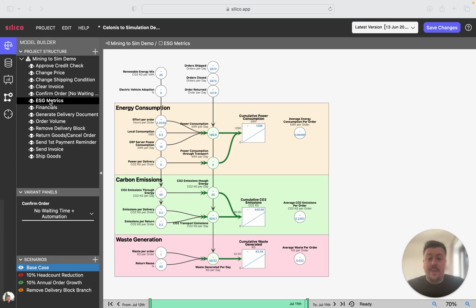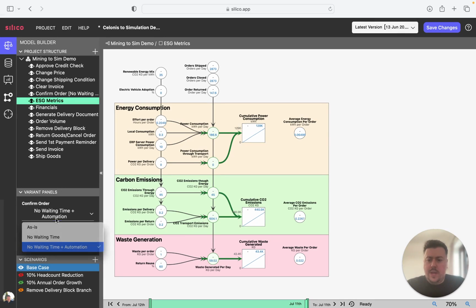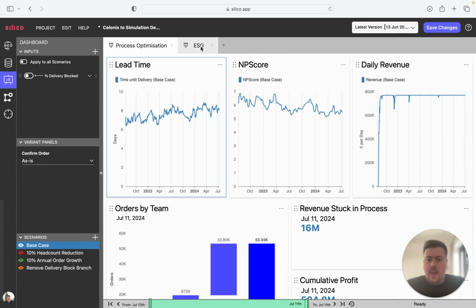In addition to having the flexibility to change and test different process structures, ESG teams and decision makers can utilise Silico's intuitive dashboards to guide data-driven decision making across their organisation. We're going to take a look at those dashboards now. So you'll be able to see on screen the dashboard feature within Silico, and we're going to take a look at the ESG dashboard.